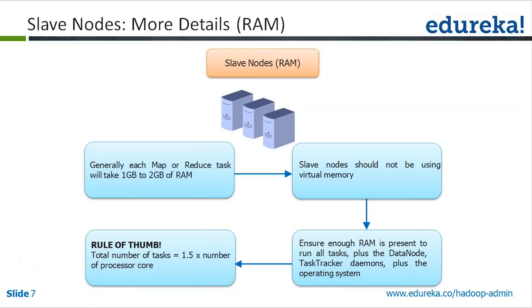You can divide it into the ratio of 2:1, and that's the whole scenario. That's the total number of mappers and reducers you can keep on each data node itself. Sorry, on each task tracker.